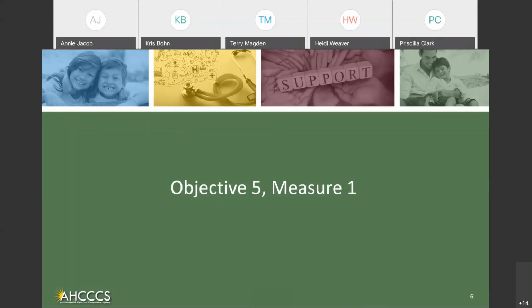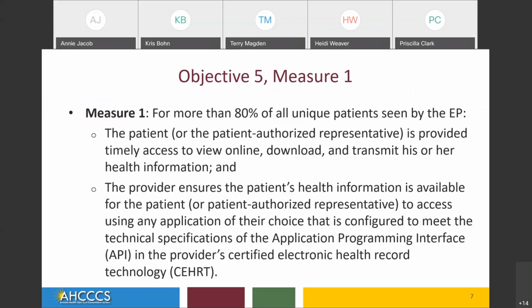So let's start with Objective 5, Measure 1. Measure 1 is for more than 80% of all unique patients seen by the EP. The patient is provided timely access to view online, download, and transmit his or her health information. And the provider ensures the patient's health information is available for the patient to access using any application of their choice that is configured to meet the technical specifications of the Application Programming Interface, or API, in the provider's Certified Electronic Health Records Technology, otherwise known as the Cert.